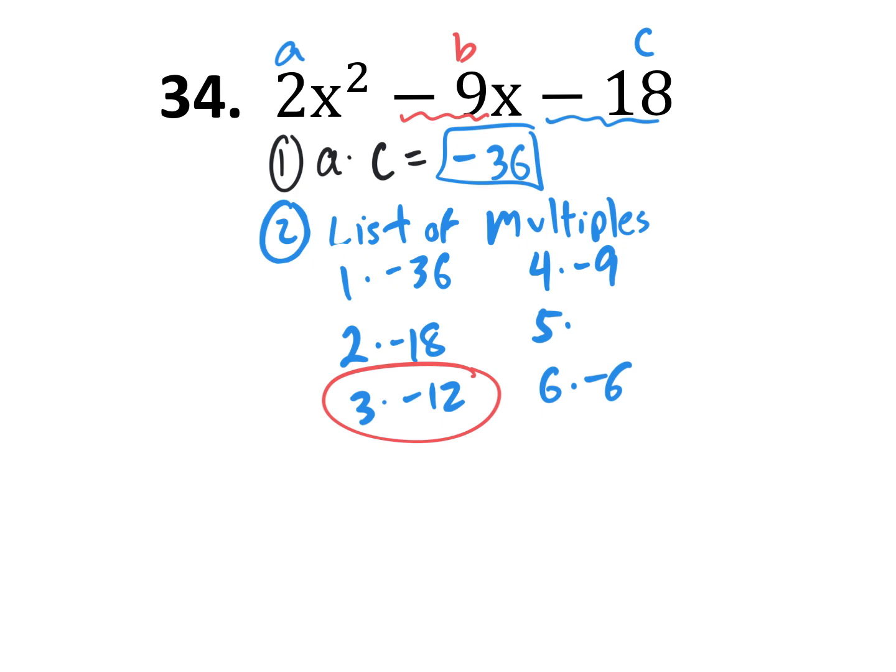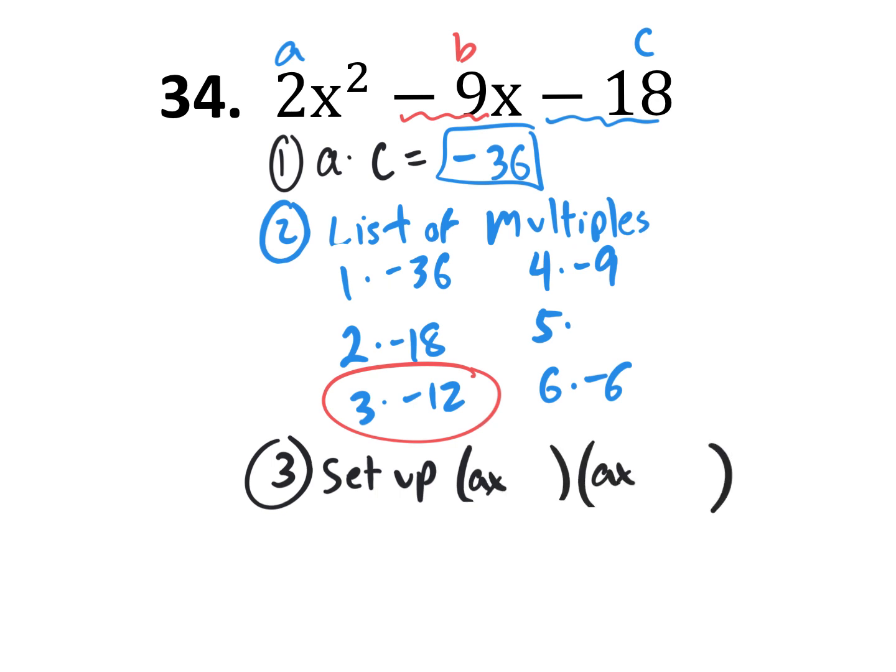Then we move on to step 3. And in case you forgot what step 3 is, here's the instructions. You got to set up this situation, ax. It's a binomial times a binomial, and the first part of both binomials will be your ax term. A is 2 with an x. So that's just the instructions, but here's the actual step of doing that.